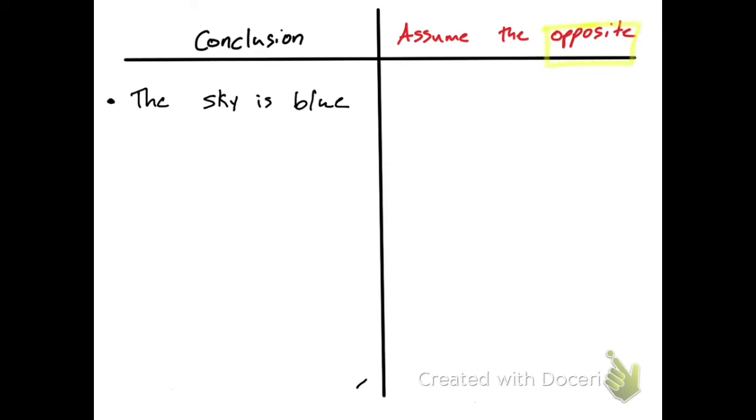So this is a very important step for indirect proofs. How do we assume the opposite of something? Well, let's start really basic. Let's say that I give you some information and my conclusion. You go outside, and my conclusion is the sky is blue. Well, what's the opposite? How do I assume the opposite of that? The sky is not blue.